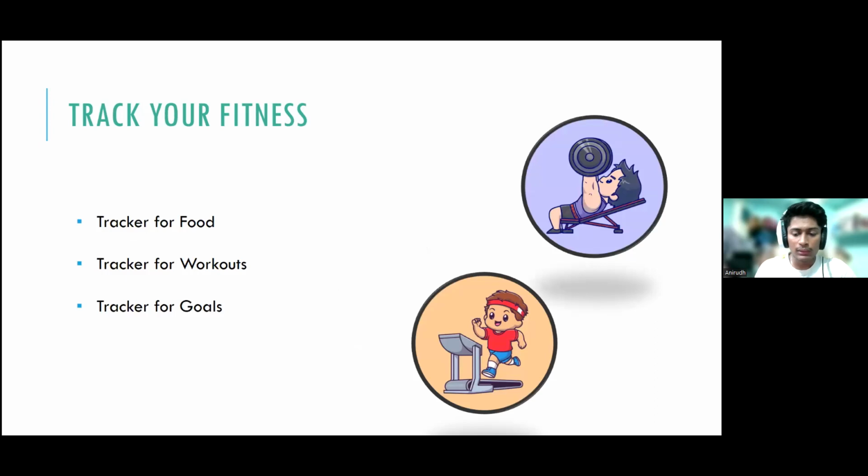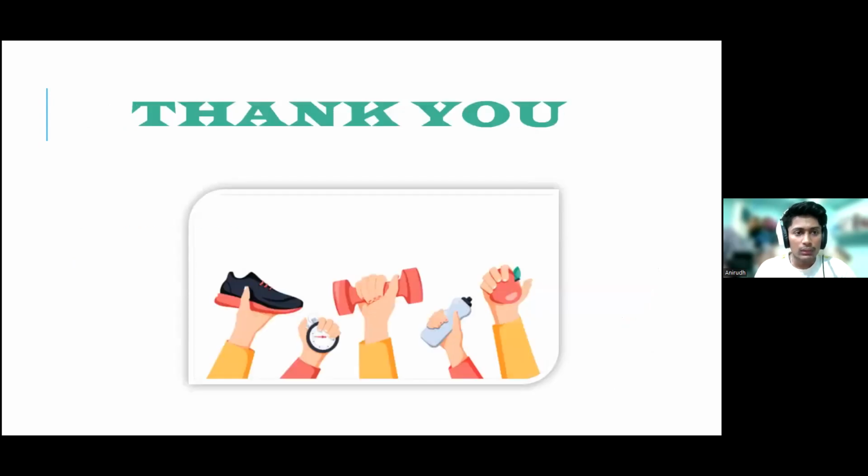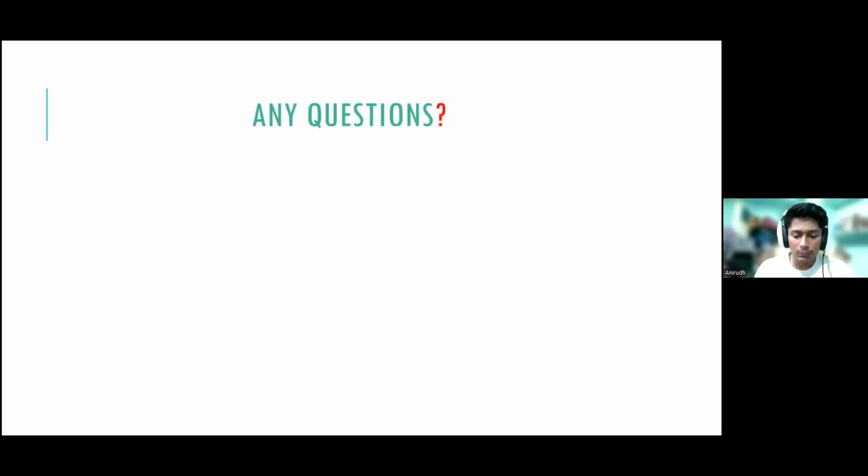Next, the user requirement is tracking his fitness. So he can track the food he consumed, and track the workouts he did on a weekly or daily basis, and he can set goals and track them too. And the next one is using AI to optimize the previous ones, recommending better workouts or better food, and monitor and increase his future scope also. So thank you. Any questions regarding the presentation?